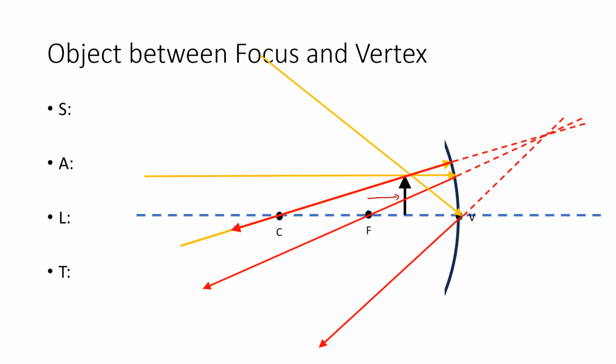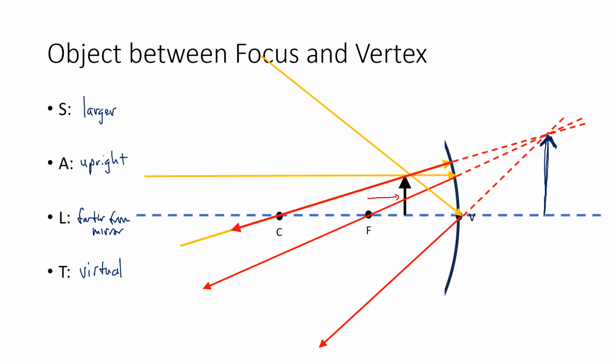So there we go. So instead of a real image this time, we're going to have a virtual one. I almost said fake. Yeah, there we go. Nice big arrow behind the mirror. So this time the size is larger than the object. The attitude is upright, so not upside down. The location looks like it's a little farther from the mirror than the object is. And the type this time is virtual.